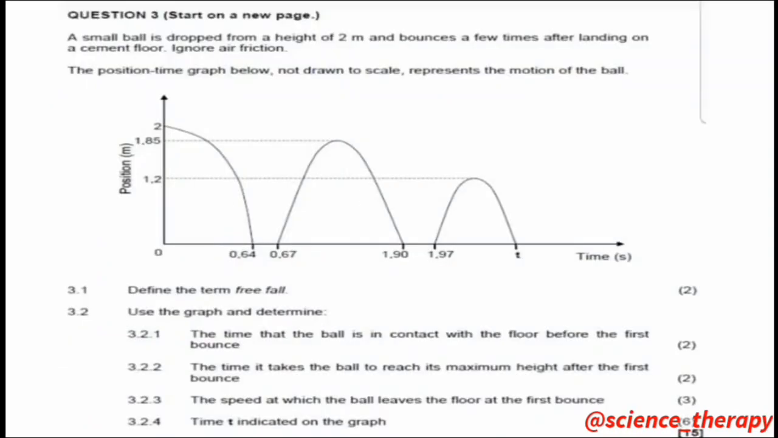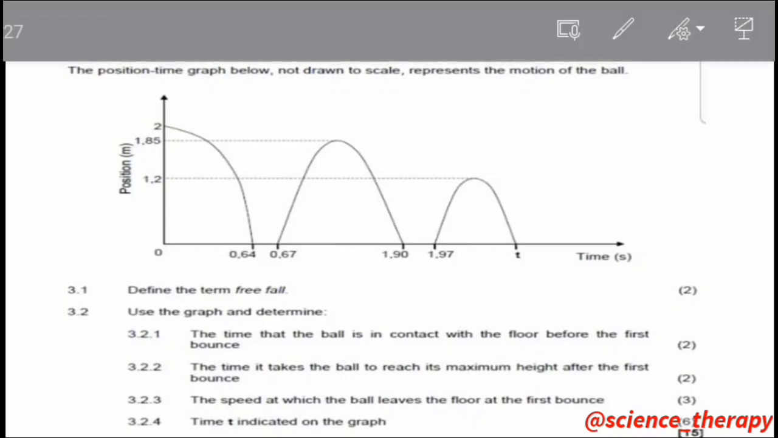Okay, so we are given question 3. It says a ball is dropped from a height of 2 meters and bounces a few times after landing on a cement floor. Ignore air friction. The position time graph below, not drawn to scale, represents the motion of the ball. The first thing we can observe from this graph is that they took upward as positive. How do we know that? Remember, we said if your position versus time graph is drawn above the x-axis, it indicates that upward is positive. And if it's drawn below the x-axis, it indicates that down is positive, right?